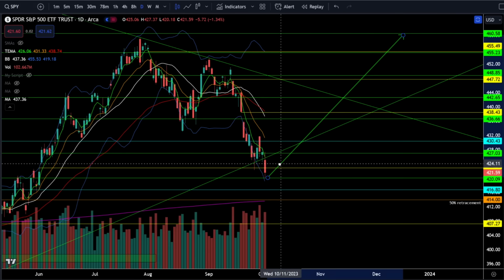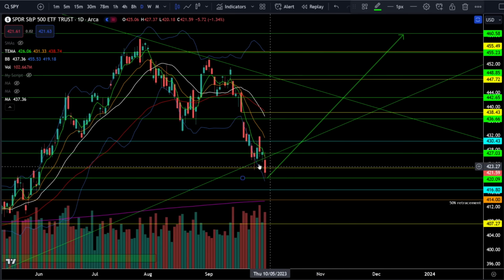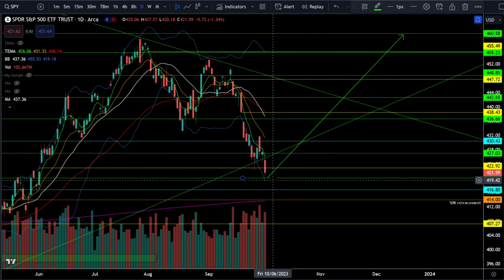let's go ahead and move that arrow over just a little bit so we can see the price action. And from here, we will track whether or not this scenario is going to play out by whether or not SPY is above or below 420.